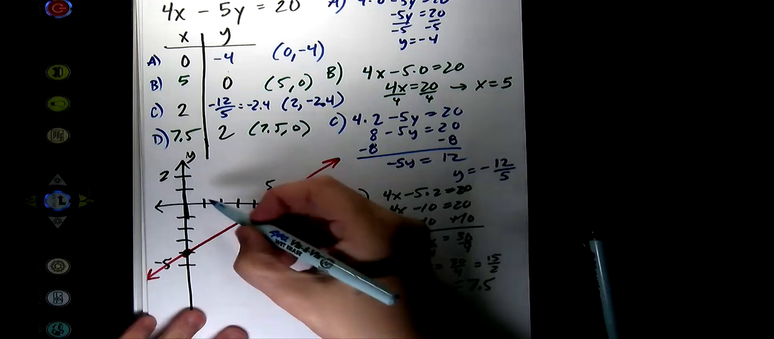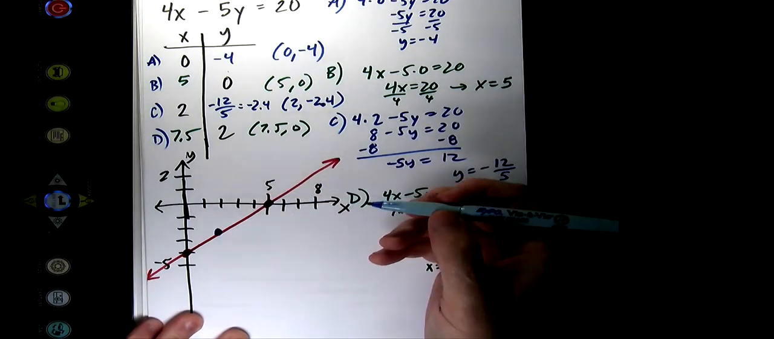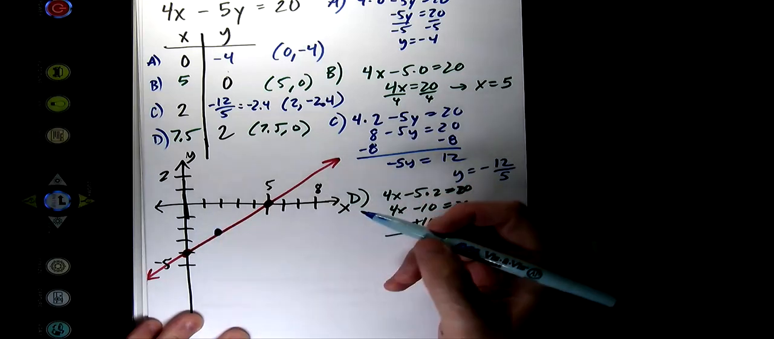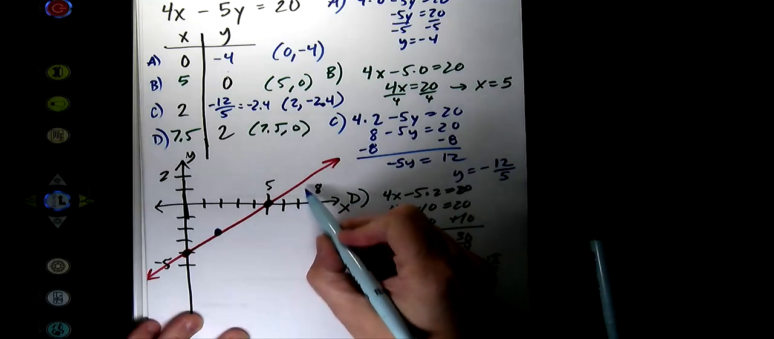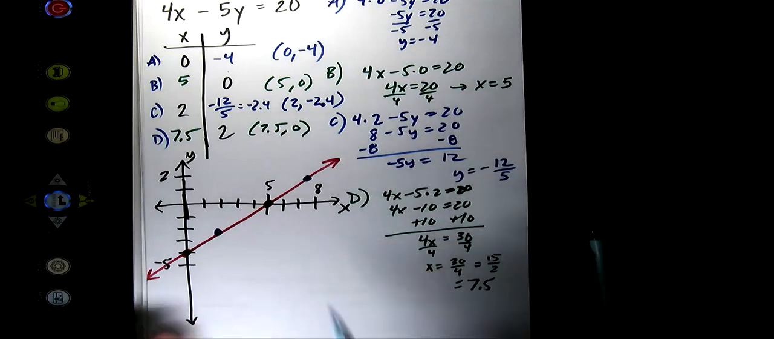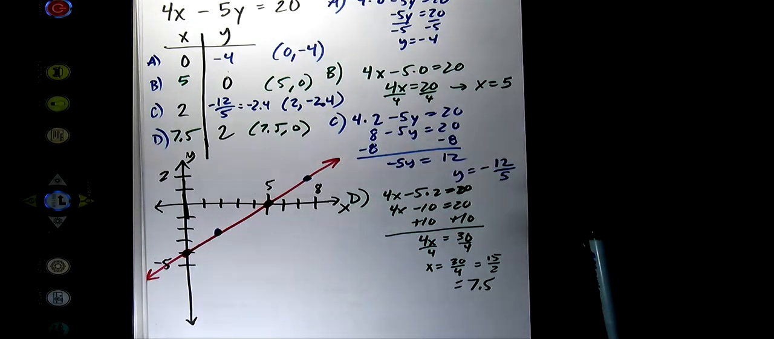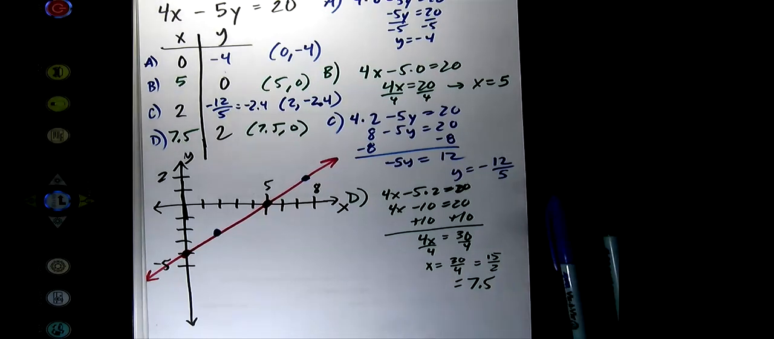2, -2.4. That's pretty close. If my spacing was done better, it would be spot on. And 7.5, 2 is right there. So those are all looking good. Any questions? Pause the video. Stop the video.